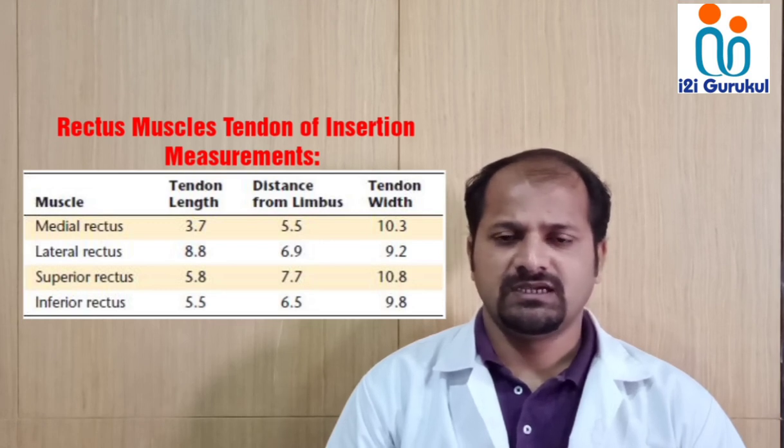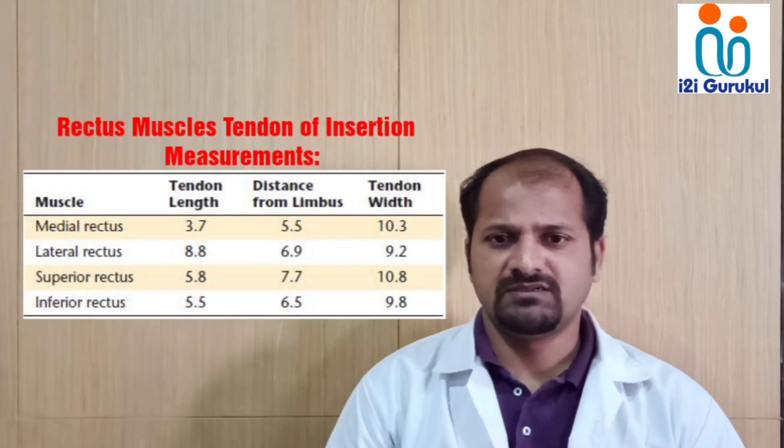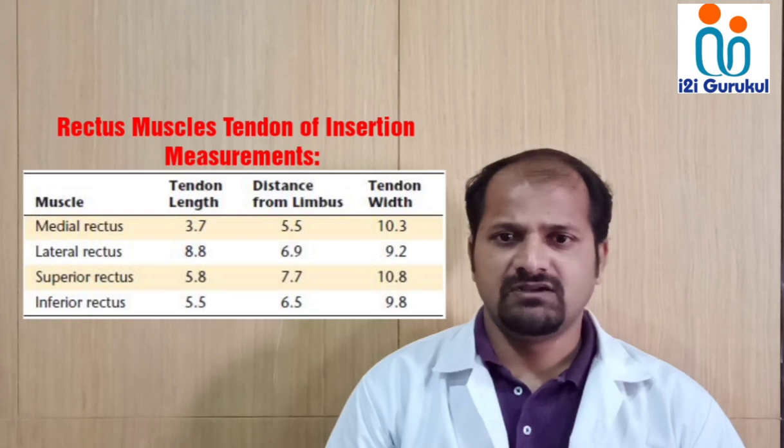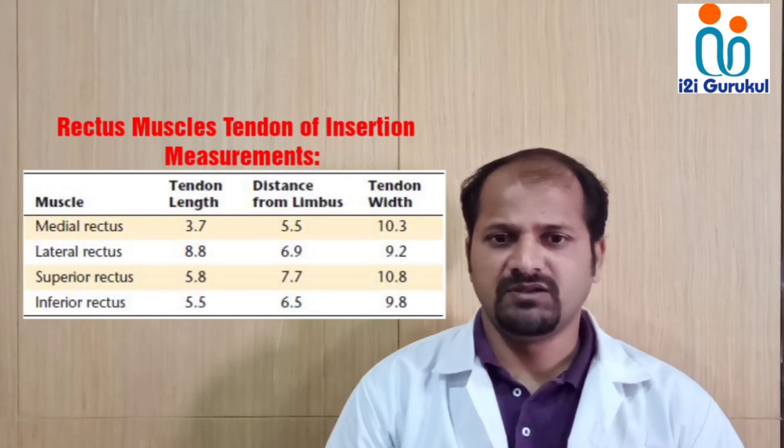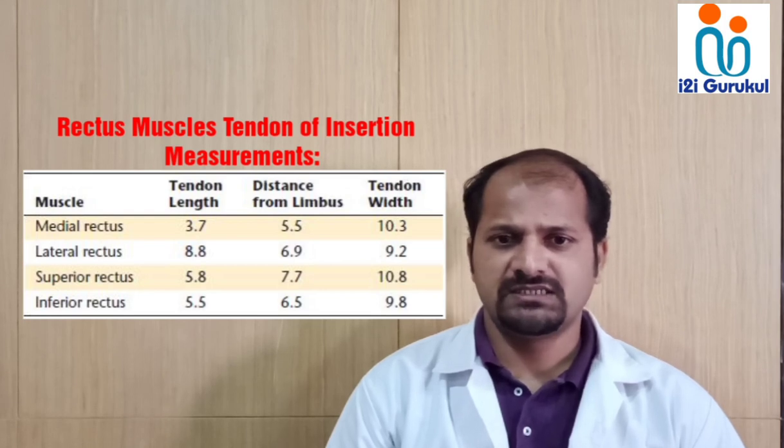The superior rectus has a tendon length of 5.8 millimeters, it is inserted 7.7 millimeters from the limbus, and it has a tendon width of 10.8 millimeters. Coming to the last, the inferior rectus muscle, it has a tendon length of 5.5 millimeters, it is inserted 6.5 millimeters from the limbus, and it has a tendon width of 9.8 millimeters.